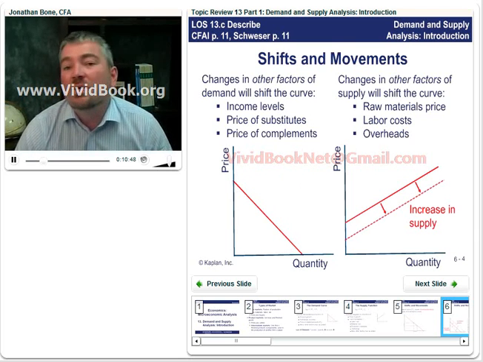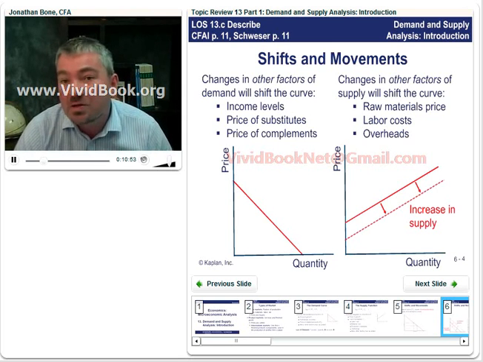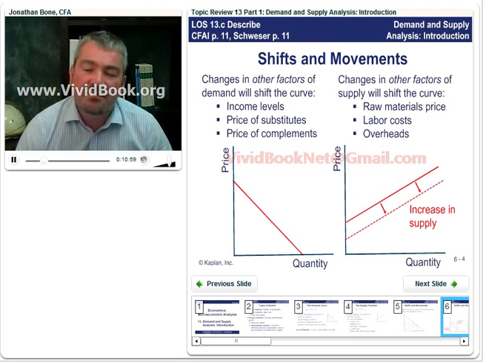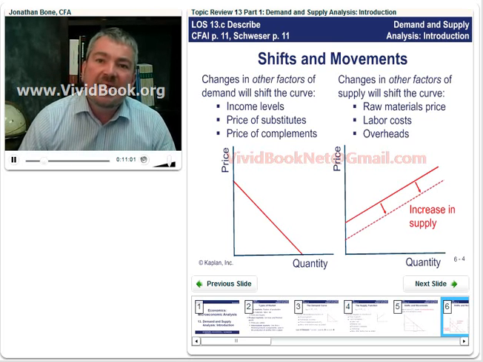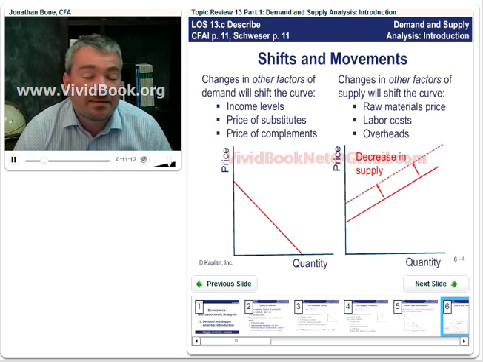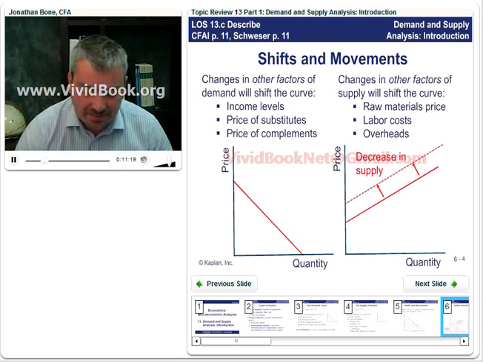Now, what will cause this to happen? Typically reductions in the price of, or the cost of, producing the goods and services. So if raw materials fall, if labour costs fall, if overheads fall. A decrease in supply typically is going to be caused by our exogenous factors rising in price. So raw materials essentially become more expensive, labour more expensive, overheads more expensive. Notice now, at any given price, the firm is willing to supply a lower quantity.